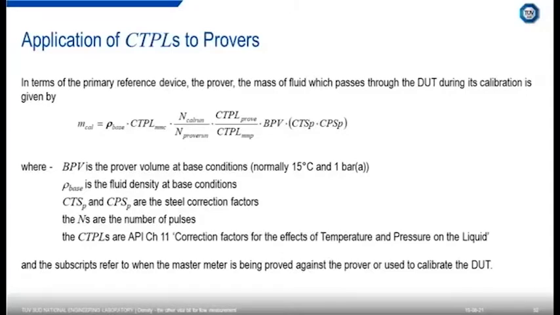In terms of applying these correction factors, in this instance, we're interested in the mass of fluid flowing through the device under test, and it's related to the base prover volume, the BPV, by this equation, which has a number of correction terms. There are correction terms for the effect of temperature and pressure on the volume of the prover, and then the correction terms for the effects of temperature and pressure on the fluid volume. So that's the relationship that we have, and the CPTLs are those API Chapter 11 corrections.